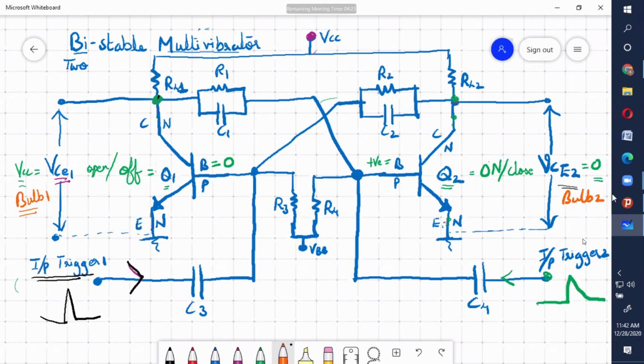So both will be either on or off, right? If one is on, the other will be off. If the other one is on, the first will be off. Where can you use this application? Any idea, students? Have you seen it somewhere? If transistor Q1 is off, transistor Q2 will be on. If Q2 is off, Q1 will be on. It will keep changing simultaneously. Where can you use this, students?